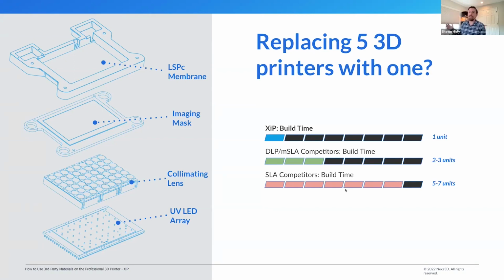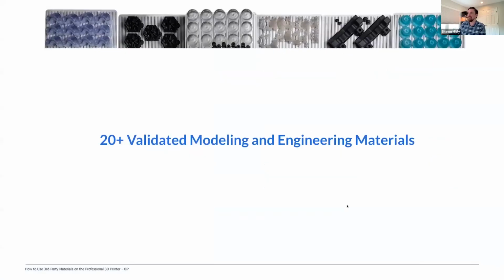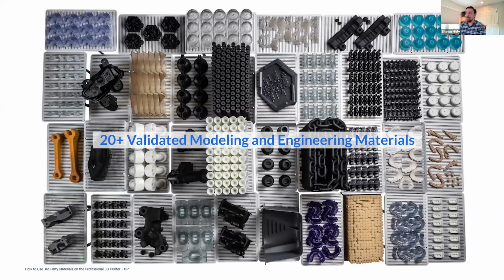Some of the most popular resin 3D printers out there right now are SLA, and that is not a typo. You could basically replace 5 SLA printers with one XiP. It is that fast. So, just something to think about. But like I said, we're all about ultra fast 3D printing, and that's no joke. XiP also has a wide array of validated materials, both modeling and engineering grade materials. Obviously that's not really the topic here. We're here to talk about third-party resins, but with XiP you can do both.